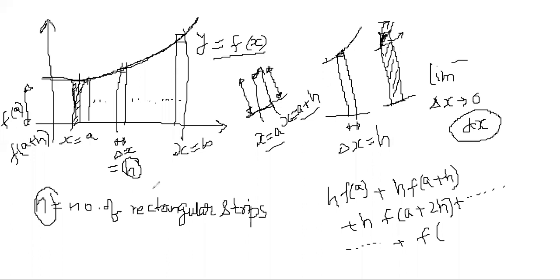So you should understand that if you are taking h tending towards 0, h which is the width, you are taking it as tending towards 0. In that situation, the number of strips n will tend towards infinity. The smaller you take it, the more the number of strips has to increase.